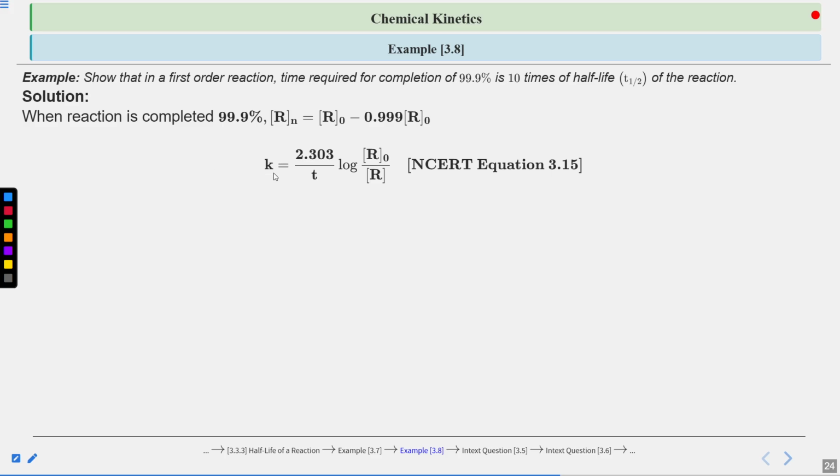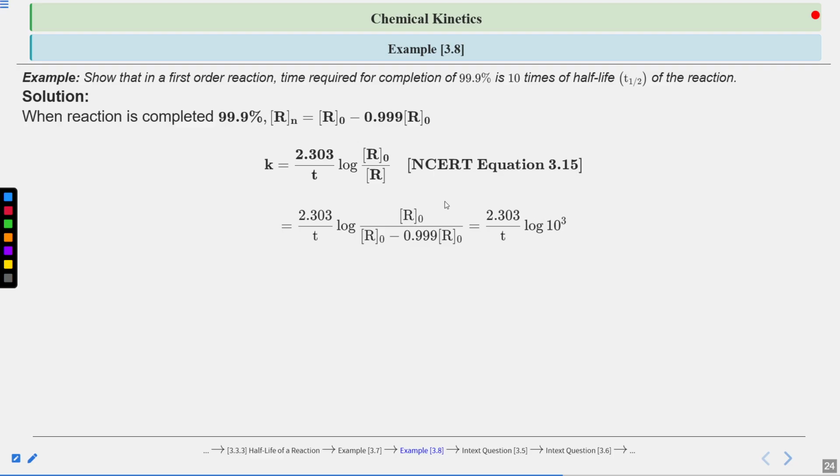And the rate constant K for a first order reaction is equal to 2.303 by T log of initial concentration upon final concentration. This is NCERT equation marked as 3.15. Now 2.303 by T log R naught upon R, where R is the present concentration of the reactant, that is R naught minus 0.999 R naught. So log of R naught upon R naught minus 0.999 R naught will be equal to 2.303 by T log of 10 to the power 3.